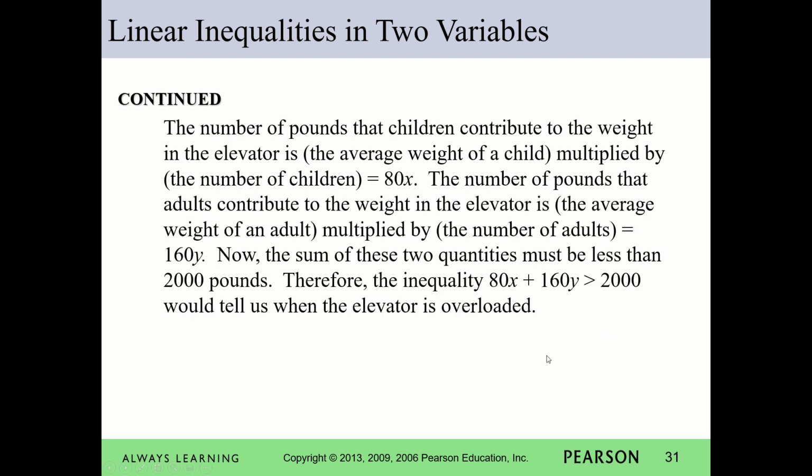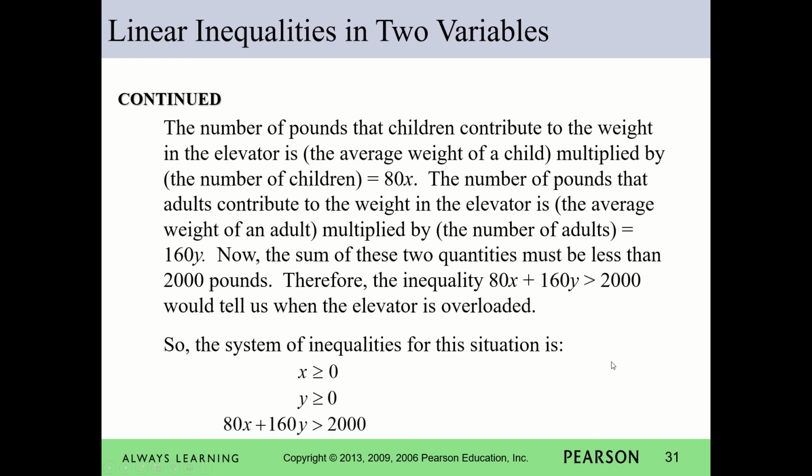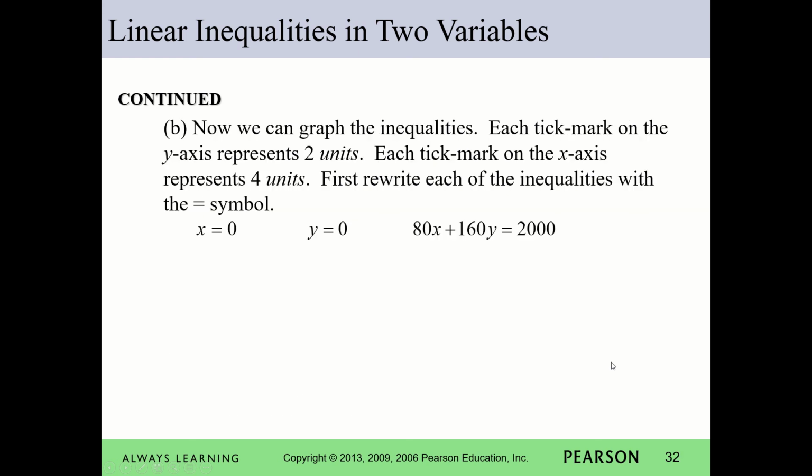Now we want to look at our second equation. So we want to talk about when we have 80x, because that's the weight of a child, and we already said that x is children. And now we want to add that to 160y, because that's the average weight of adults. So then the last thing we want to talk about is when these two things are less than 2,000. This actually should be backwards, right? This should be facing the other way. But it gives you your three inequalities anyway.